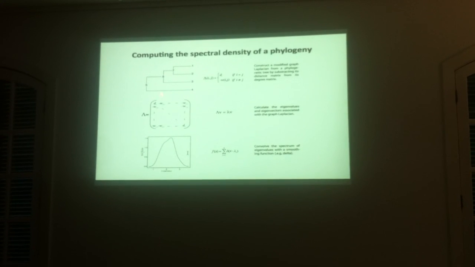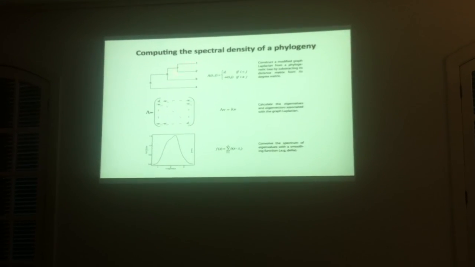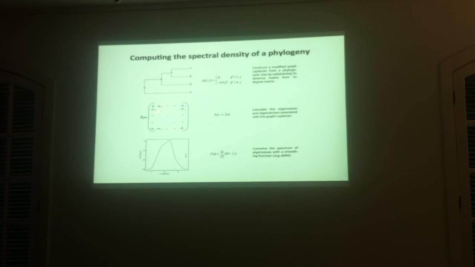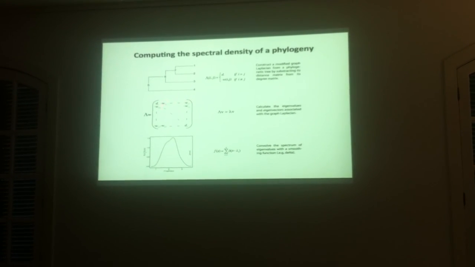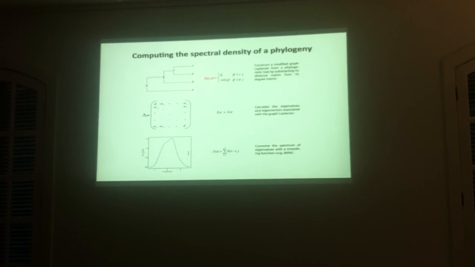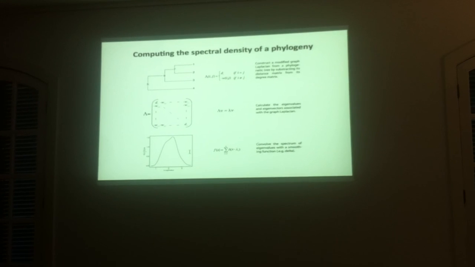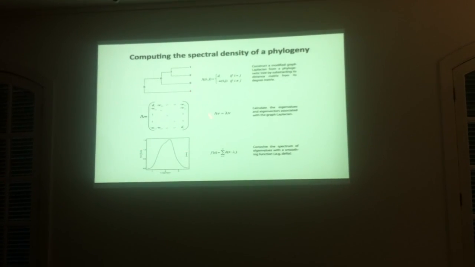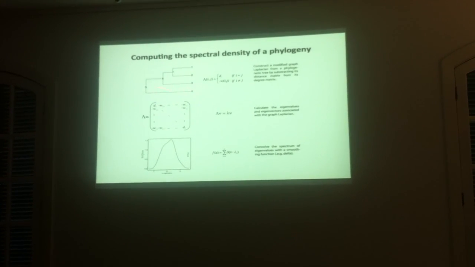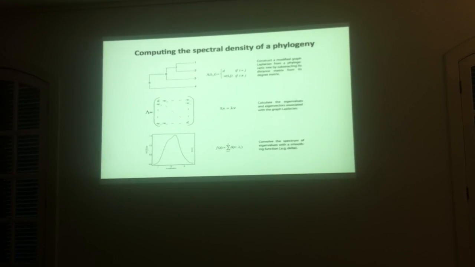There are numbers here from 1 to 7. The diagonal here is the degree, so the number of nodes that each node is connected to, and the off-diagonal elements are made of the weights, which are basically the distances between nodes. And we know that if we summarize the information in the phylogeny by this matrix, and we use the eigenvectors of this matrix, there are a lot of properties from graph theory that we can use.